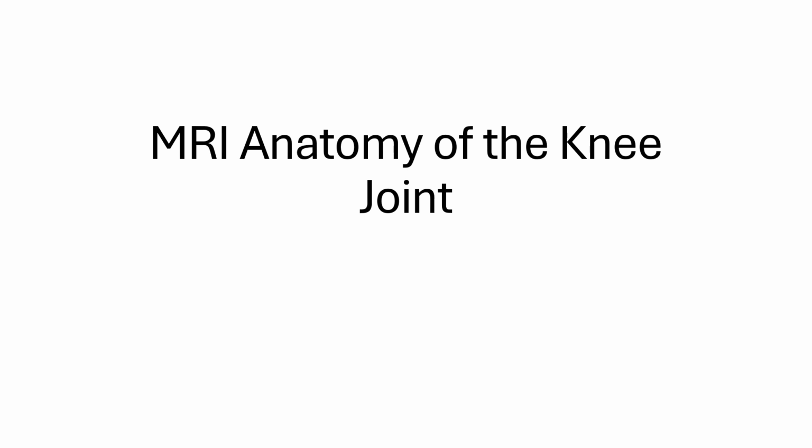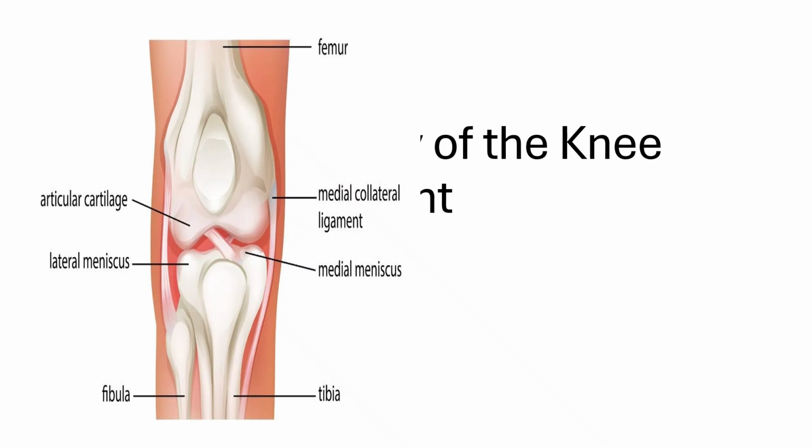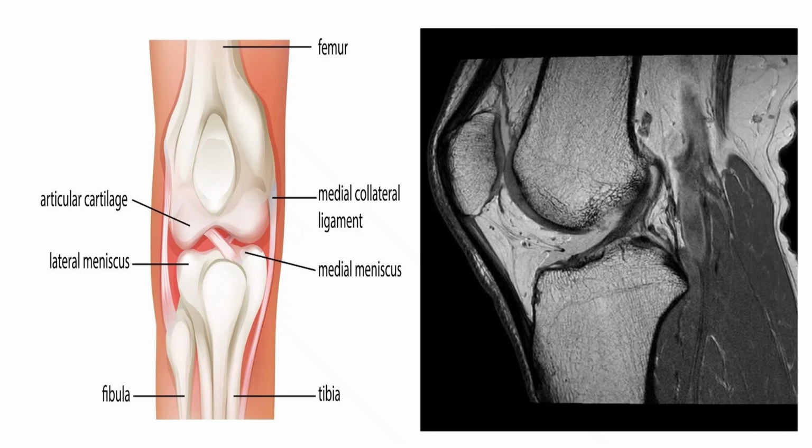Welcome to this MRI anatomy overview of the knee joint. In this session, we will highlight the key structures of the knee joint like bone, ligaments, cartilage and menisci. And we will also see how they appear in MRI. This will help you understand the knee's complex anatomy, and it will also help to diagnose knee pathology.